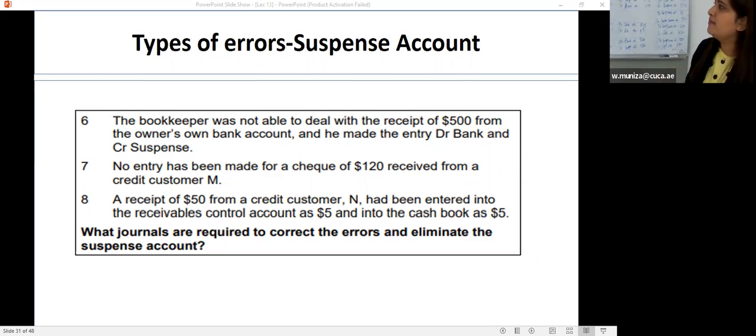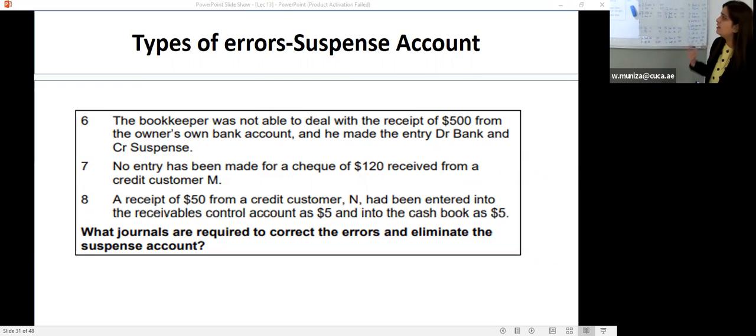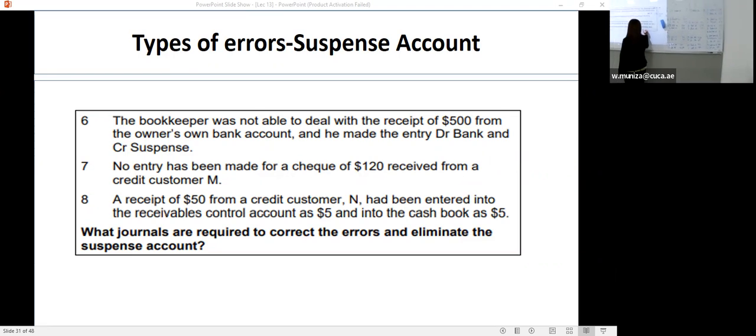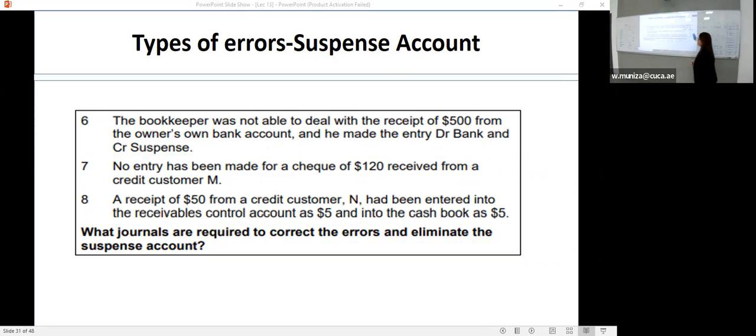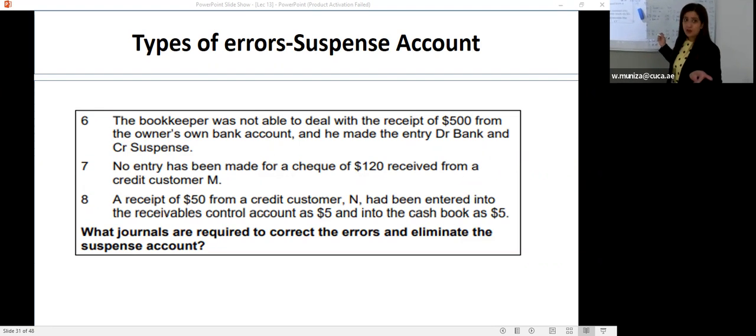No entry has been made for a check of $120 received from the credit customer. Students, here I am going to do correct entry, wrong entry, and rectified entry. Make it over here. Correct entry, wrong entry, and then the rectified entry. No entry has been made for a check of $120 received from the credit customer F. It means that this is the error of omission.